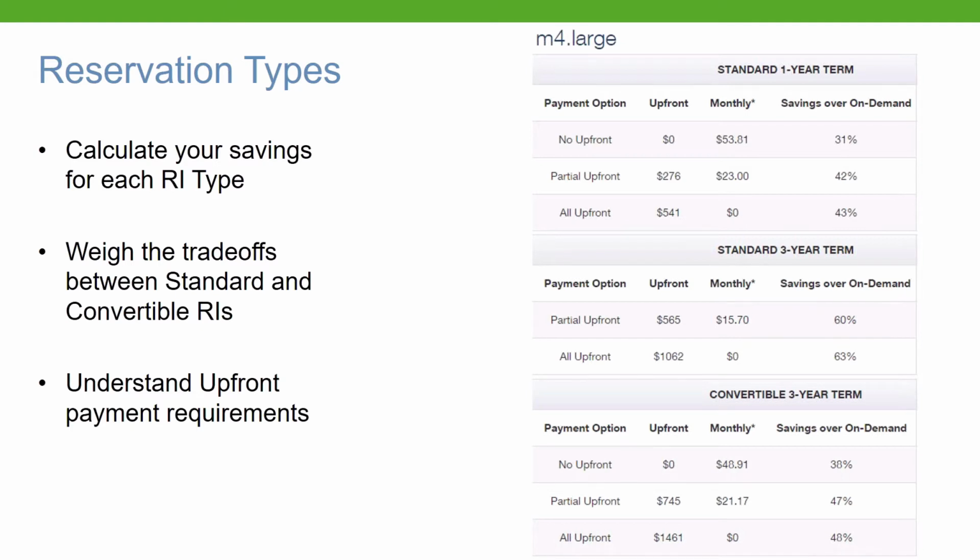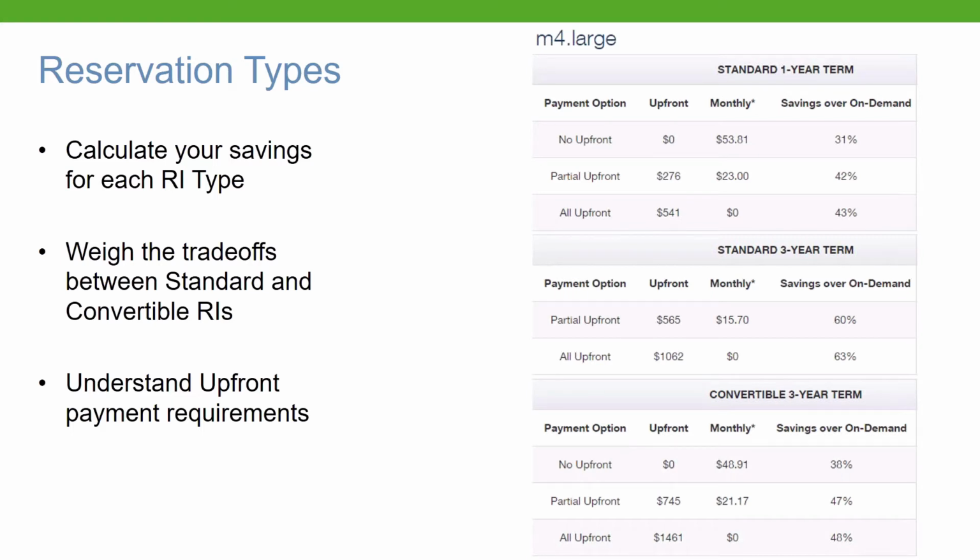Pros of these is that they're modifiable. You can change the OS, the instance family, kind of whatever you're looking to do or whatever your workloads are changing to. You get much larger discounts than 1 year RIs. And like I said, you can convert these to just about anything you want, which you can't do with 1 year or 3 year standard RIs. Cons are that it is a 3 year term, so you do have to make sure that you are committed to using AWS for the next couple of years.